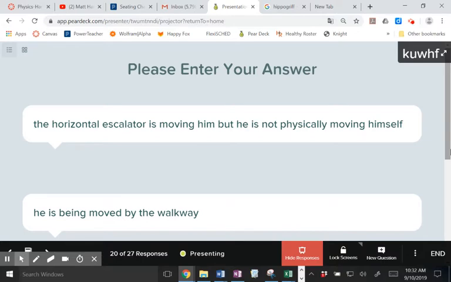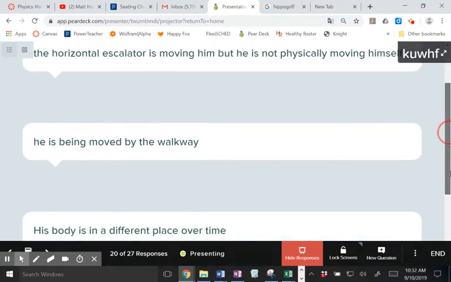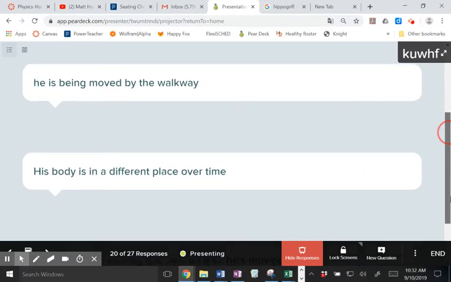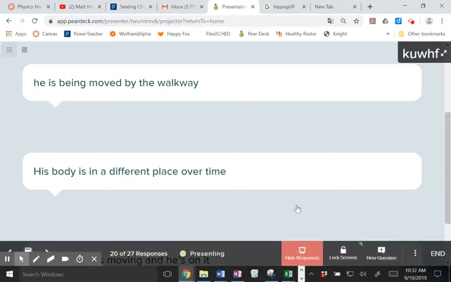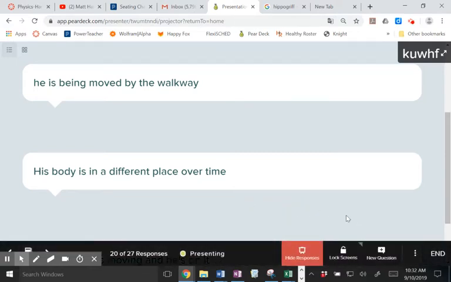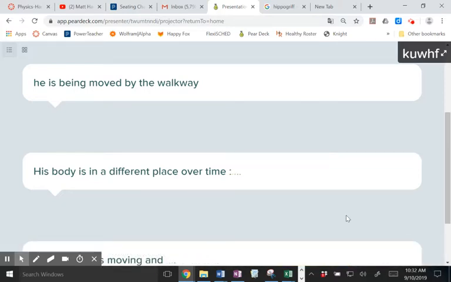Seeing things like the horizontal escalator is moving him, but he is not physically moving himself. He's being moved by the walkway. His body is in a different place over time, right? You're watching him there. He was there. Now he's there, okay? And so I'm not going to ask you the other question, which is in what way is he not moving. The thing that I'm trying to get at here is that motion is relative.